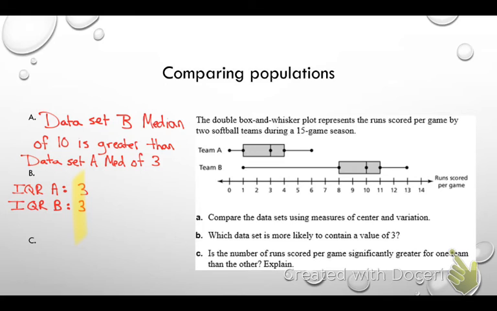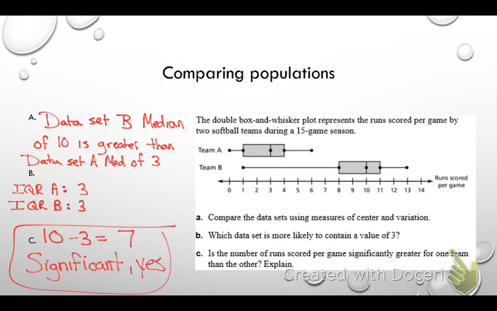So that makes it even easier. Take the difference of the medians. What's 10 minus 3? 7. And what did we say was the IQR? 3. So is 7 at least 2 times greater than 3? Yes. So it is significant. It is significant that Team B is scoring significantly more runs.